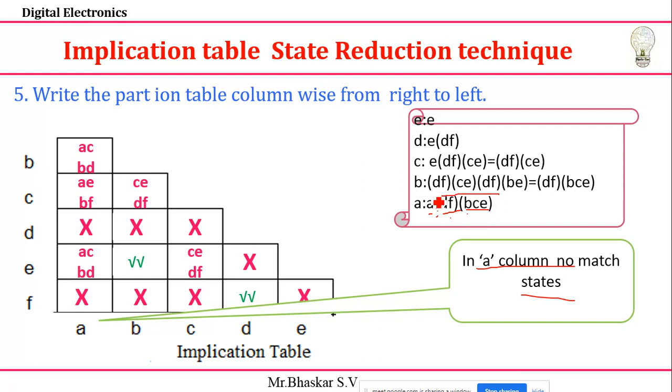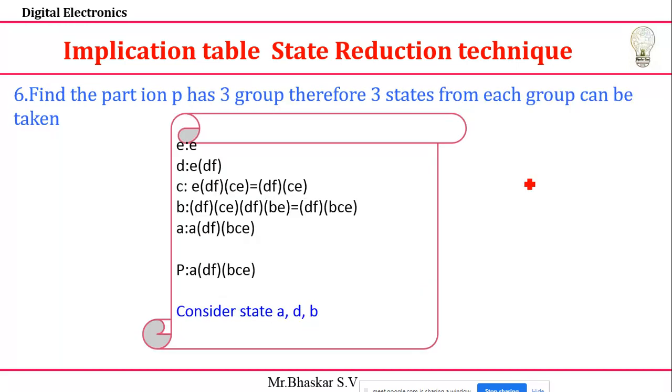So this is the final thing I'm getting. I can take the values from this. This is the partition table I've written. Once you write this, the next step is to consider the states from each grouping. Here you have A, there is no other option. Here, out of D and F, you can consider any one state.